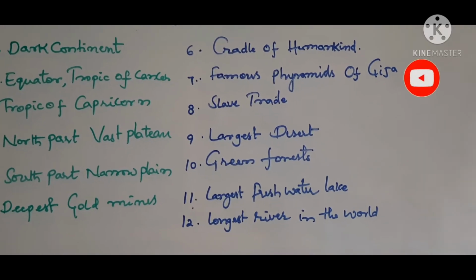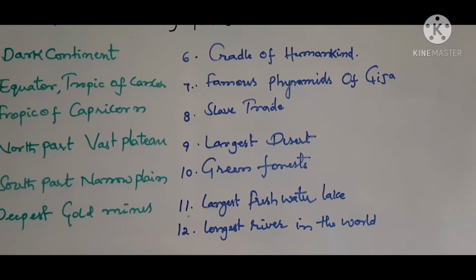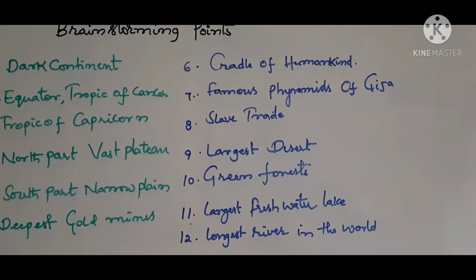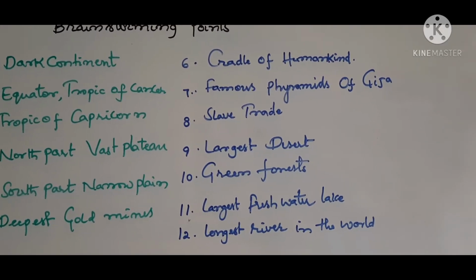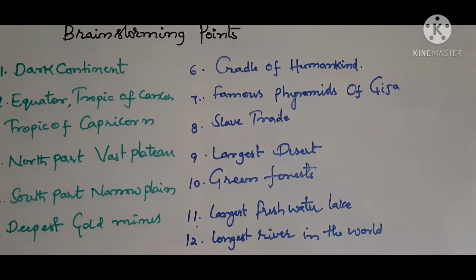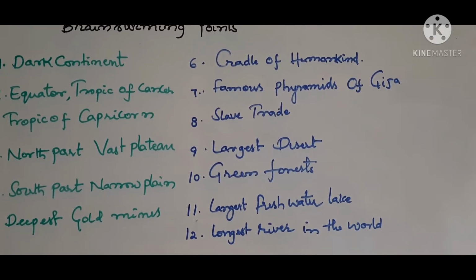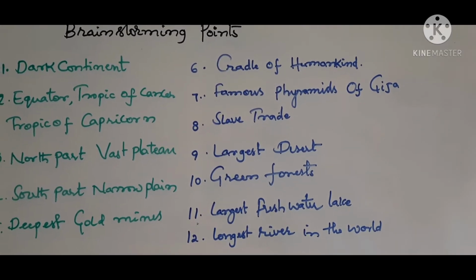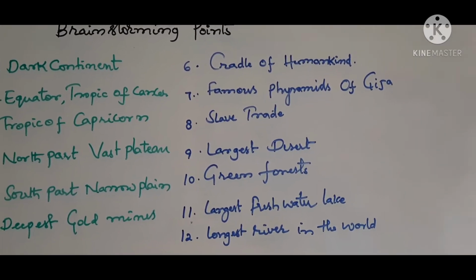The sixth brainstorming point of Africa is the cradle of humankind. It was believed that the ancestors of modern man, Homo sapiens, were found here. So it is known as the cradle of humankind.